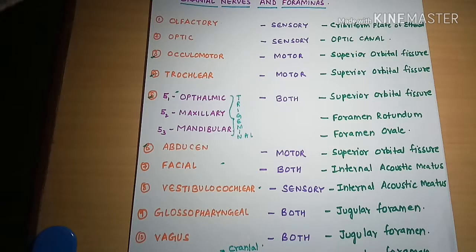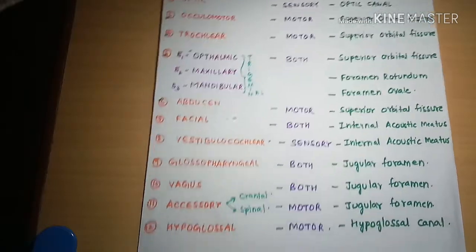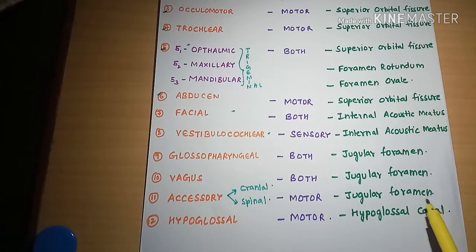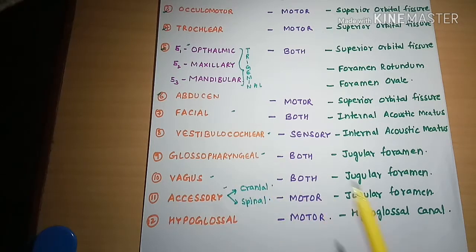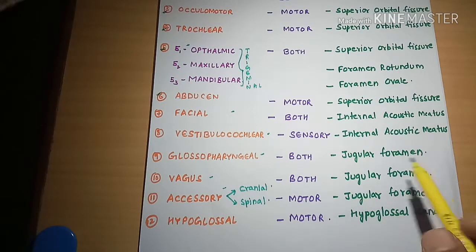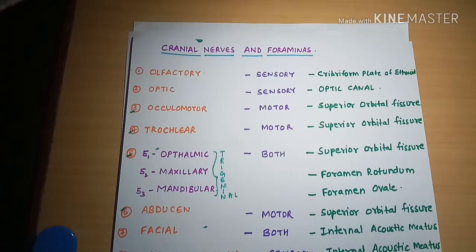The ninth is the glossopharyngeal nerve, which is both sensory and motor, and it passes through the jugular foramen. The vagus, which is also both, passes through the jugular foramen. The accessory nerve also passes through the jugular foramen. So the glossopharyngeal, vagus, and the spinal and cranial accessory nerves all pass through the jugular foramen. The 12th, the last cranial nerve, is the hypoglossal nerve, which passes through the hypoglossal canal, present just inside the foramen magnum. So these are the foramina and the nerves which pass through them.